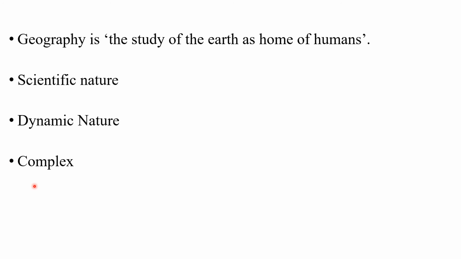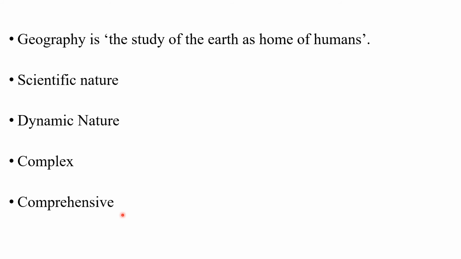As we know, human beings are very complex. Everyone's nature is too complex, so human geography's nature is also becoming too complex. It means in any particular region we can find the same language and same culture, but different religions. This much complexity is part of human geography.